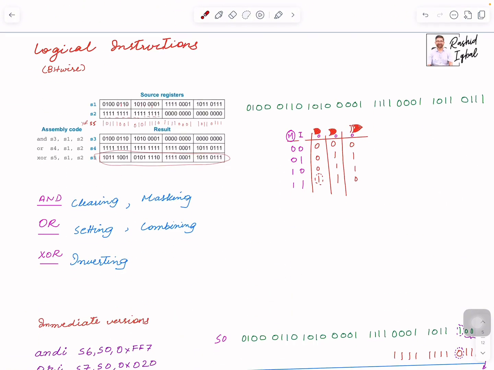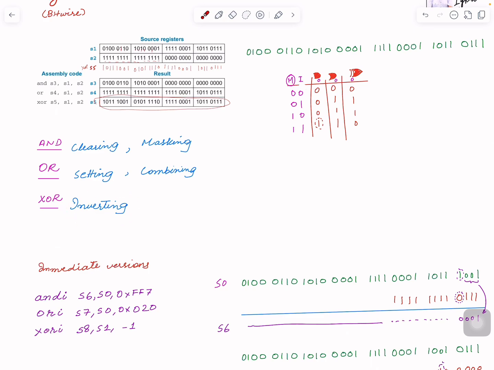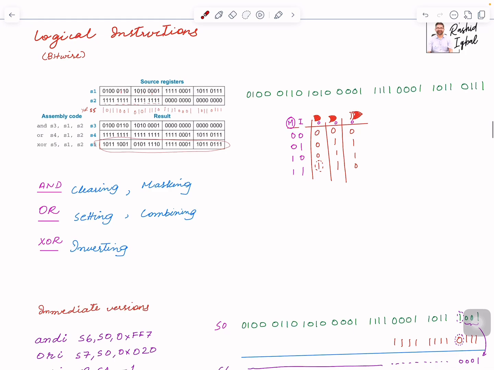Then came the bitwise logical instructions, and we looked into AND, OR, and exclusive OR. The important thing is that AND is used for clearing a certain bit within a 32-bit register, or we can say masking a certain bit. OR is used for setting a certain bit, or a certain number of bits, to 1, or you can also say combining the two numbers, and I gave detail of that. Exclusive OR is used for inverting a certain bit. Wherever a 1 comes and you exclusive OR with 1, that input bit is inverted. And I explained all that with an example here.